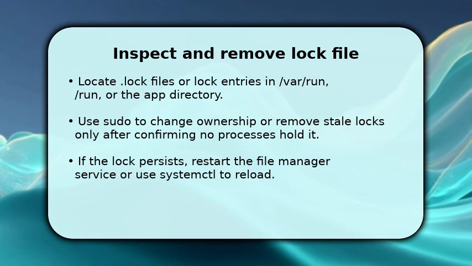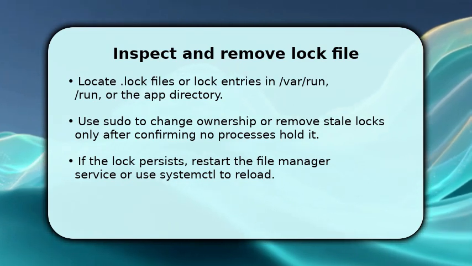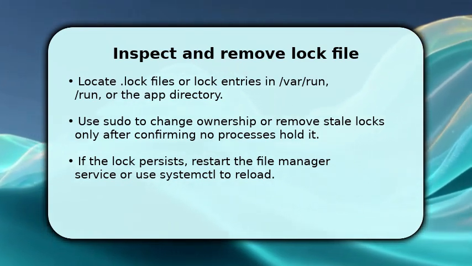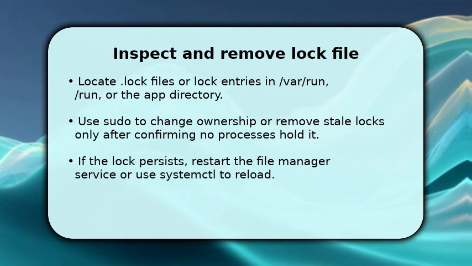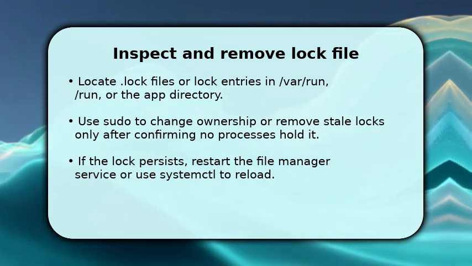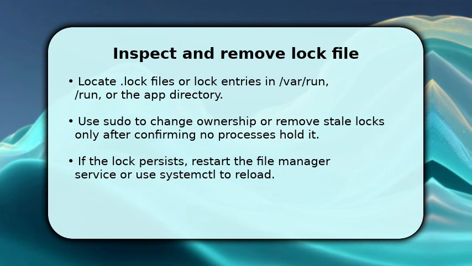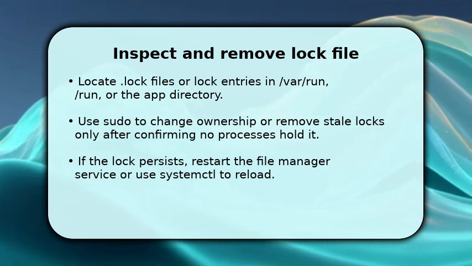With processes stopped, check for a stale lock file in the application folder or system lock locations. Run sudo ls -la to reveal hidden lock names and confirm timestamps. Stale locks usually have old modification times.